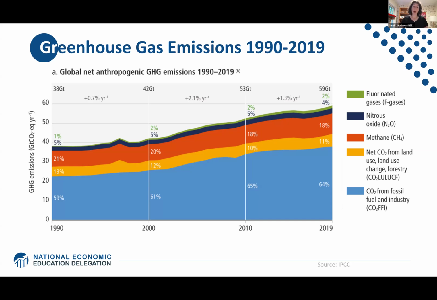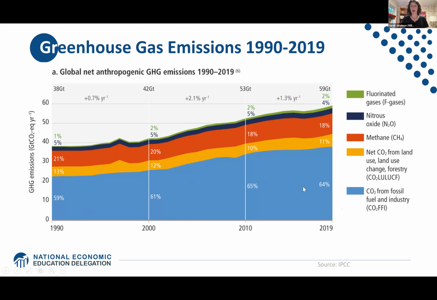So this is a graph from the Intergovernmental Panel on Climate Change, which is a United Nations body that reports on the scientific consensus. The way this graph works is that on the horizontal axis you have time going back to 1990 and up to 2019. And the vertical axis is the amount of greenhouse gas emissions that were put out on the planet. And these different bars are different types of greenhouse gas.